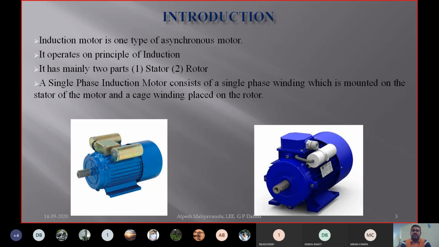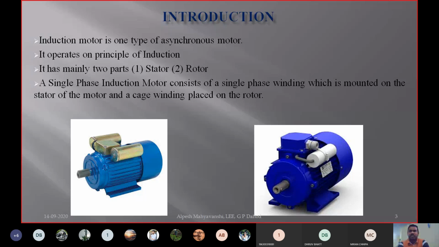It has mainly two parts. Each and every rotating machine has mainly two parts. One is the stator and second one is the rotor. Stator is a static part, rotor is a rotating part. A single phase induction motor consists of a single phase winding which is wound on the stator of the motor and a cage winding placed on the rotor. That means the stator winding is a single phase winding, whereas the rotor winding is a cage winding type. That means coil is not wound on rotor. Okay, it is a cage winding placed on the rotor.